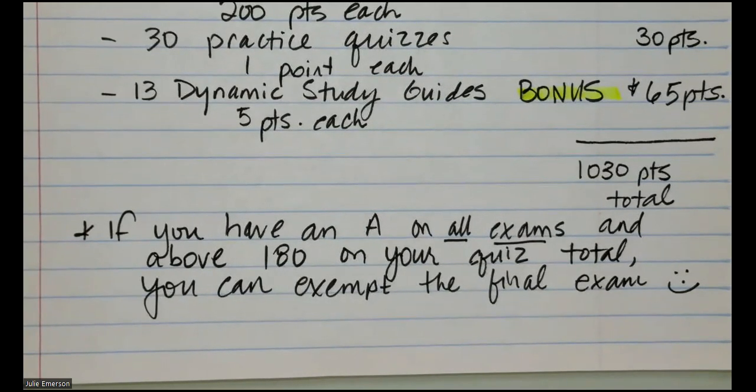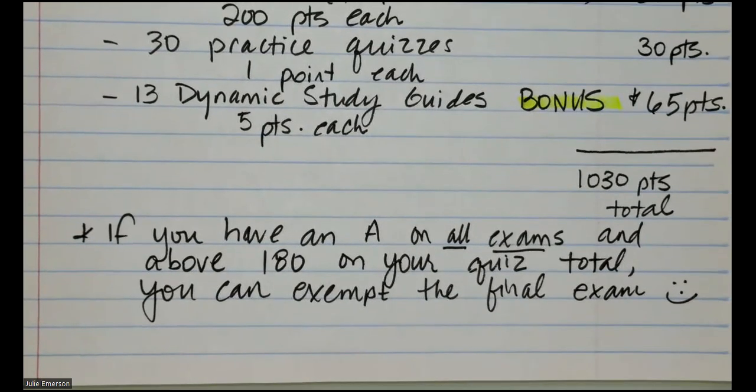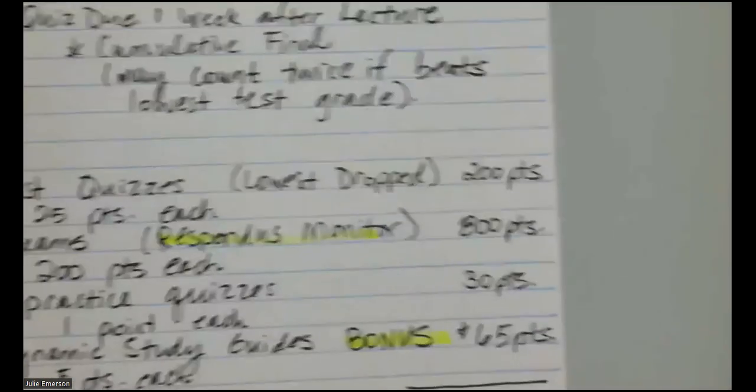So out of 200 points, if you have at least 180, 90% on your quiz total, then you will be able to exempt the final. And that usually happens for at least a handful of students, which is always nice. All right, so that's kind of the first basics of policies.